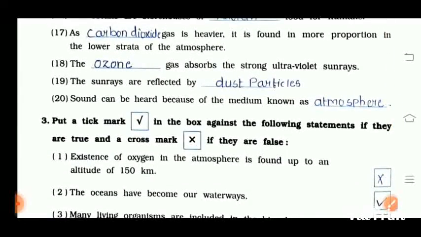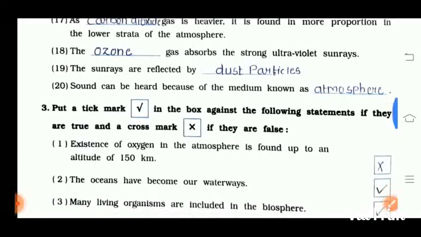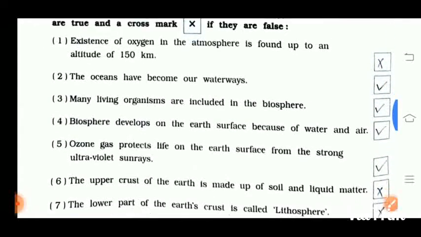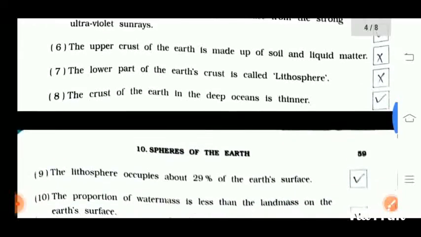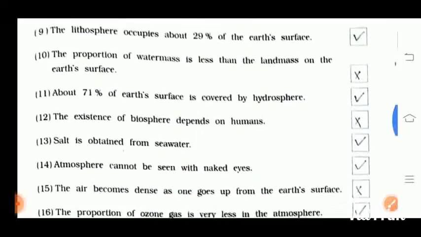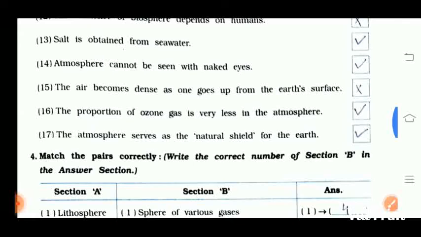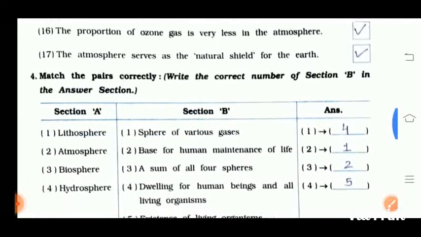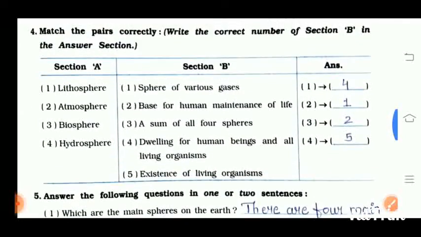Then question number 3 is put a tick mark. Okay, true or false. That also you can copy down directly from here. Total 17 fill in the blanks are there. And question number 4 is match the pair correctly. Okay, one match the pair is there, so you can copy down from here.